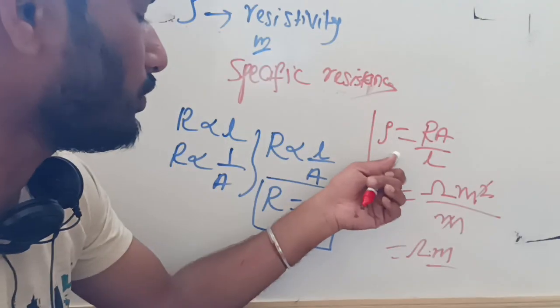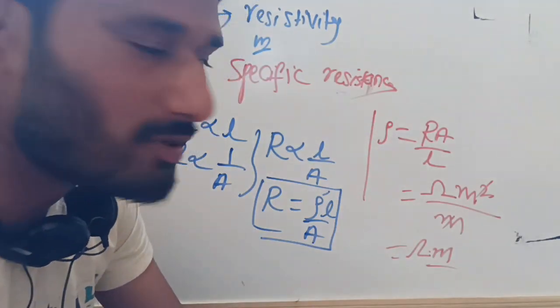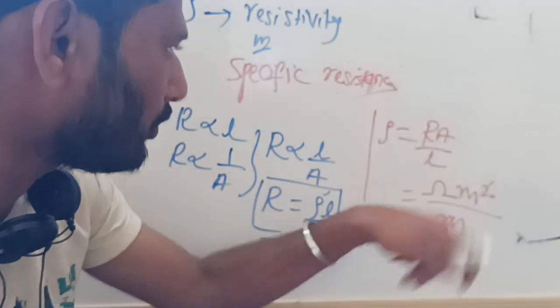So this is a very important equation. One problem definitely will come based on this specific resistance or resistivity. Very important problem. I will do it later.